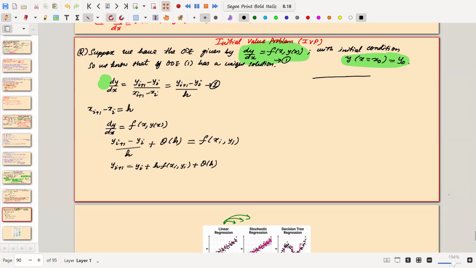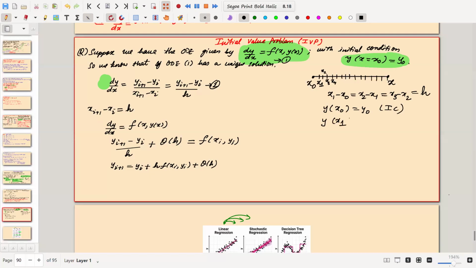Therefore, the independent variable, which you are looking at from x0 till some point x, we divide into equispaced points: x1, x2, x3, x4, like that. And x1 minus x0 is the same as x2 minus x1, is the same as x3 minus x2, and that is referred to as the step h. So you start from y at x0, that is y0, because it is the initial condition. Then your job is to find what is y at x1.